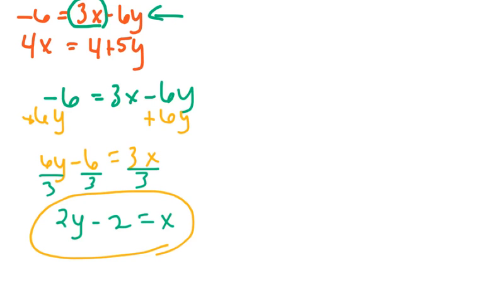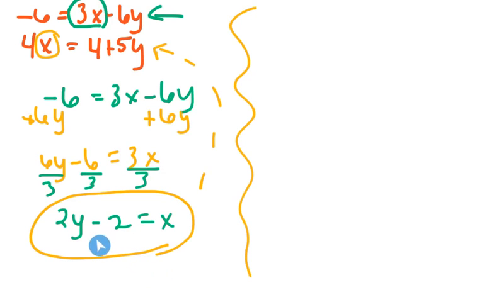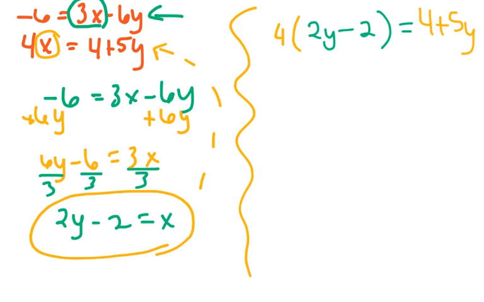Now we need to plug that into the equation that we haven't worked with yet, wherever we see an x. I'm kind of going to draw a line here. Let's do that. Wherever we see an x, I'm plugging this into it. Okay, so 4 times what x is, 2y minus 2, equals 4 plus 5y. Let's distribute and combine like terms and solve for y. So when I do that, I get 8y minus 8 equals 4 plus 5y.